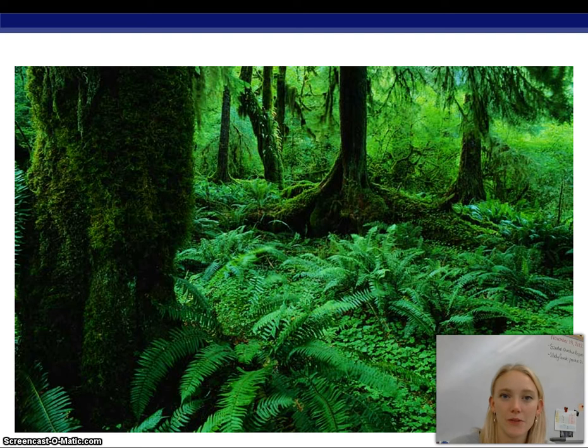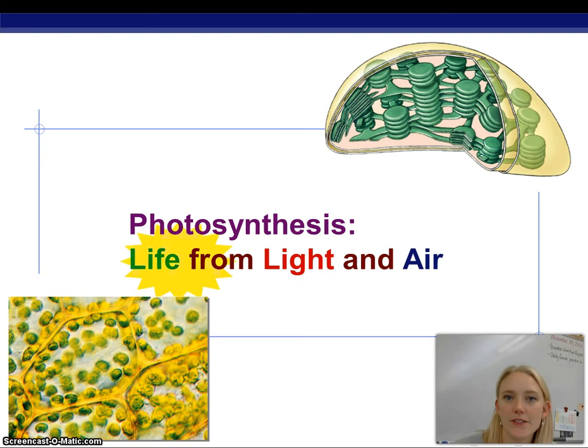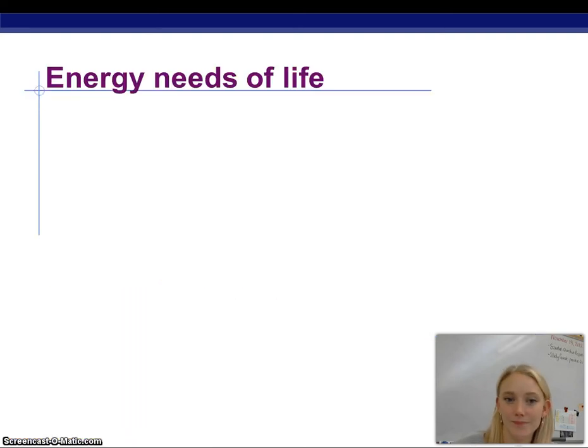Today we're going to go through the two main types of reactions that occur in photosynthesis, the light reactions and the Calvin cycle, and we're going to learn why this is so important. We're going to learn what's used and what's produced in each reaction as well. So photosynthesis, you can think of it as making life from light and air.